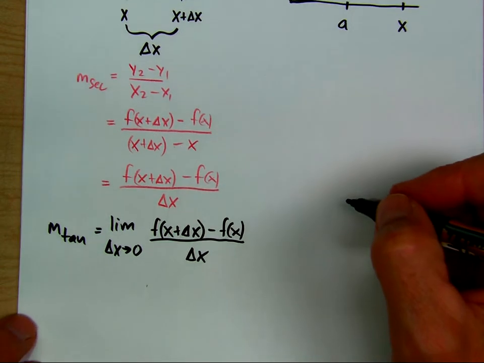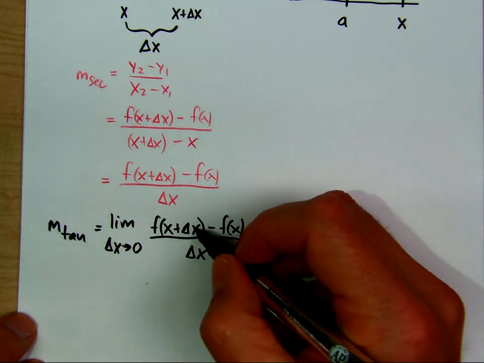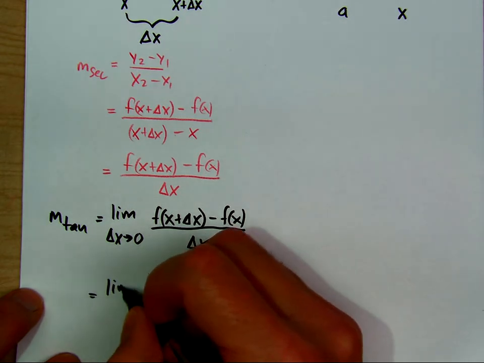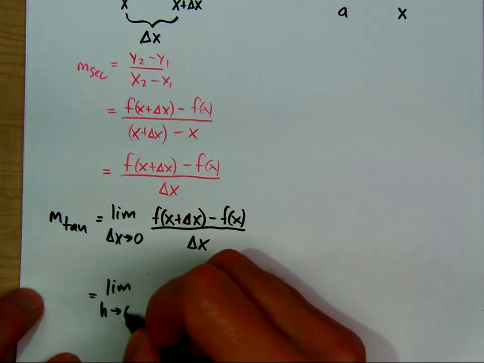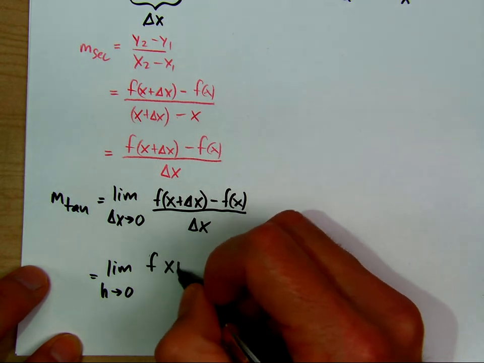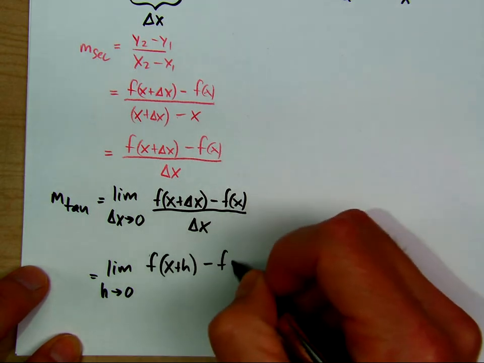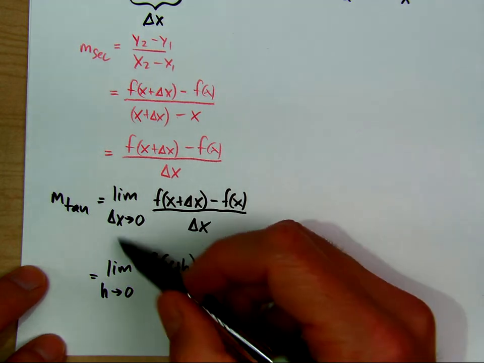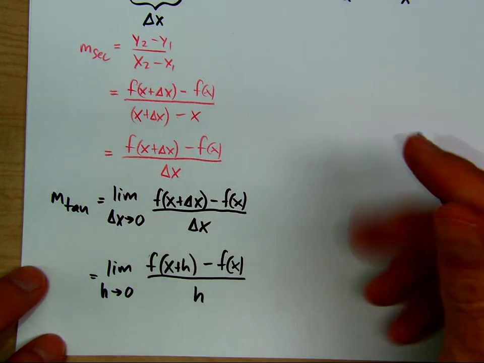Alright, and sometimes we get tired of writing delta x, so a lot of times they'll use h. So now we have f of x plus h minus f of x over h. We can have it with a delta x, we can have it using h. It doesn't matter.